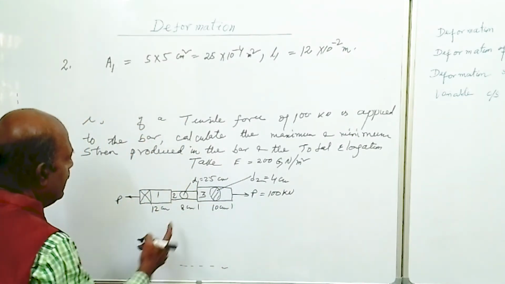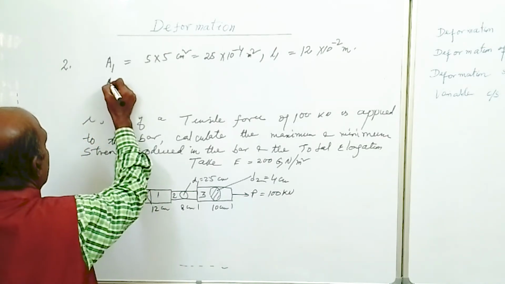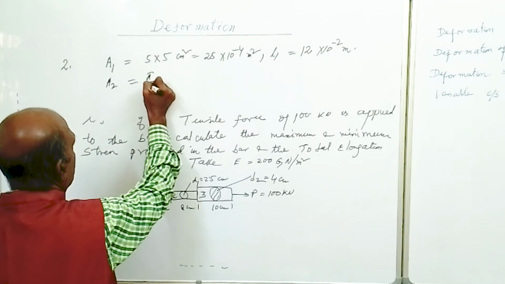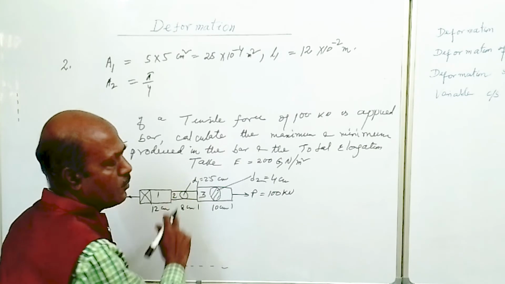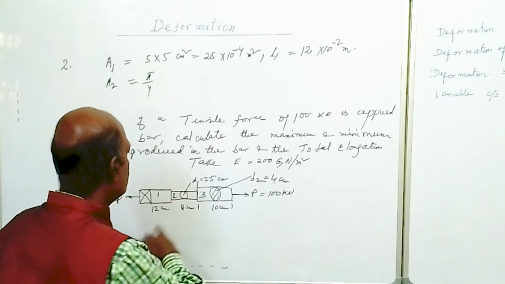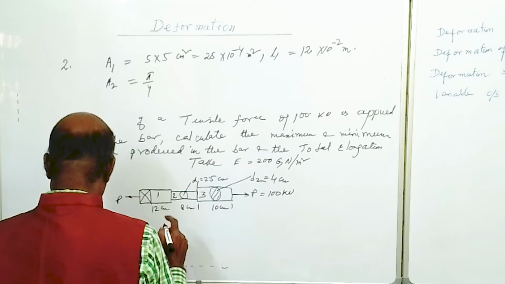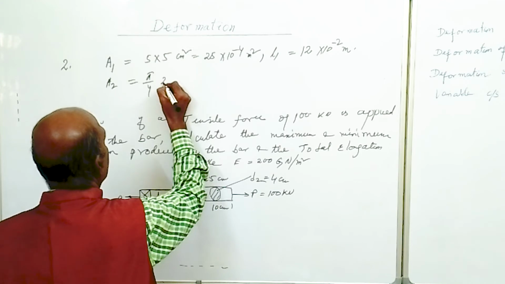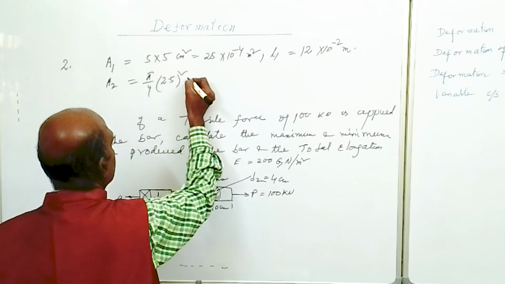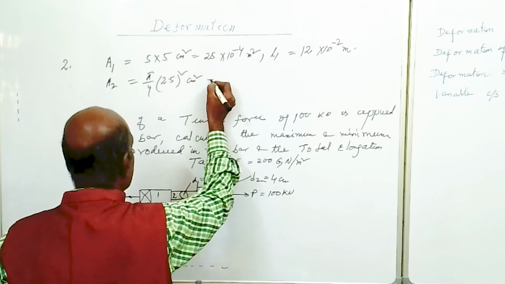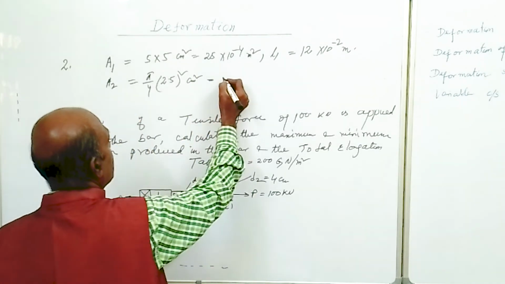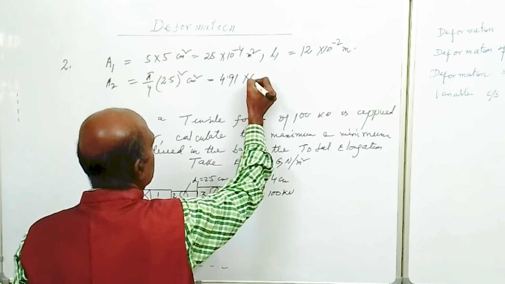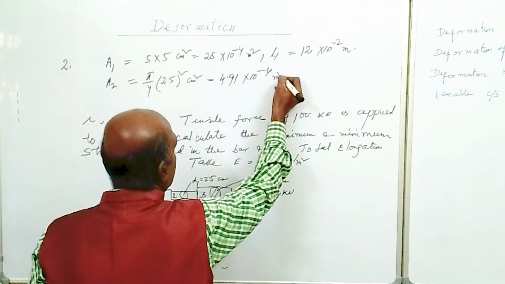Okay. Similarly, for the second section, the cross-sectional area A2 is given by pi by 4 into D1 square. What is D1? 2.5 centimeter. Converting centimeter to meter, pi by 4 into 2.5 whole square comes to 4.91 centimeter square, into 10 to the power minus 4, that is in meter square.